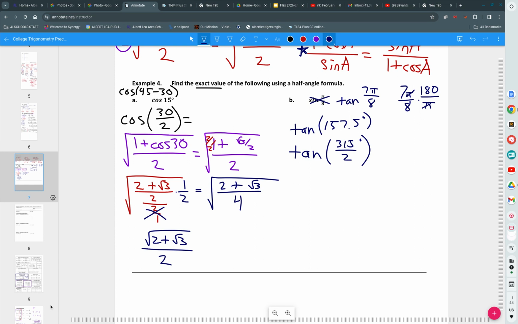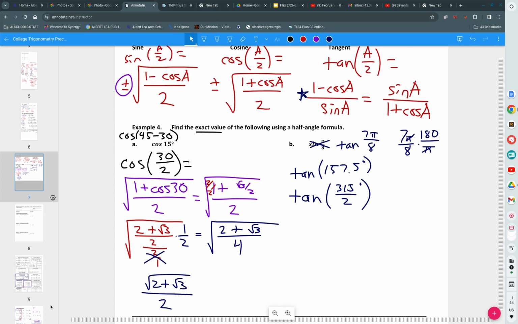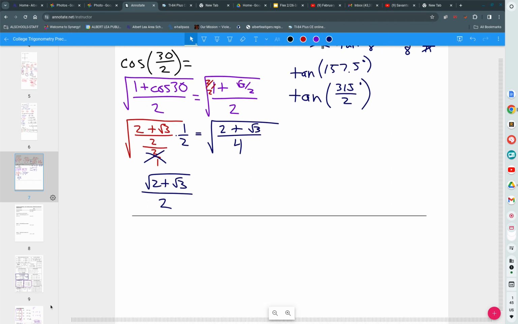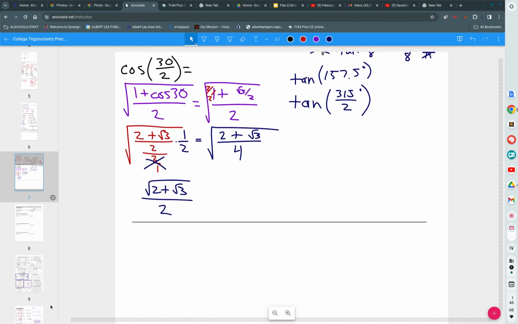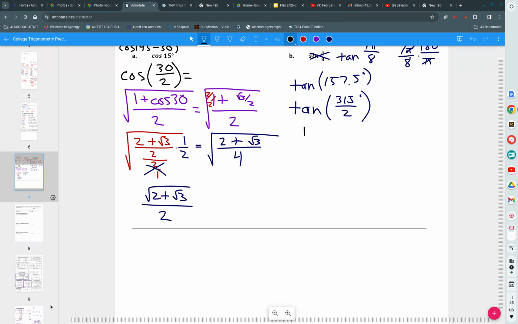I have a choice as to which formula I would like to use. I can use this first one or the second one. I do like this first one. Again, it's because there's just one term in the denominator. I like that it's just sine. And so this becomes 1 minus the cosine of 315 divided by the sine of 315.